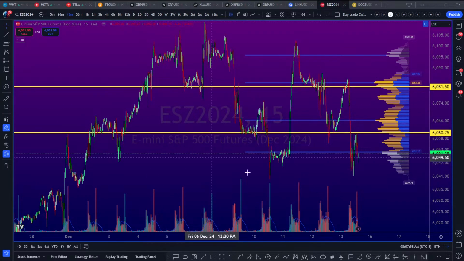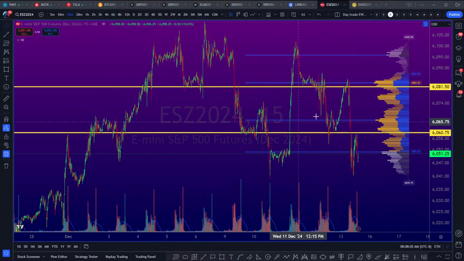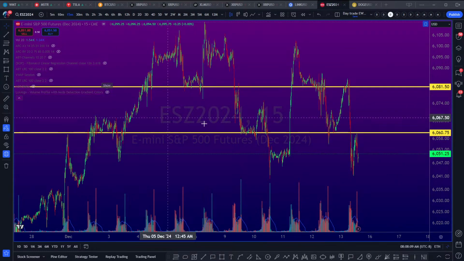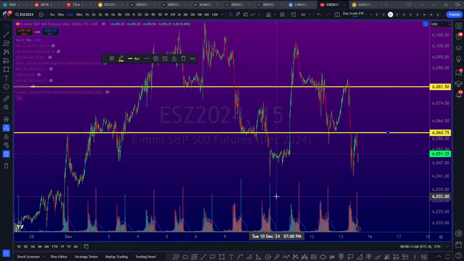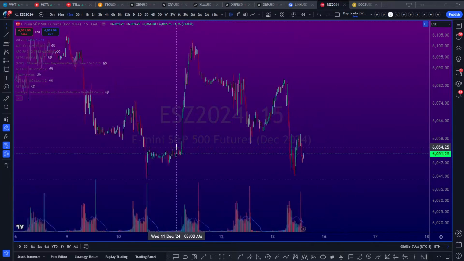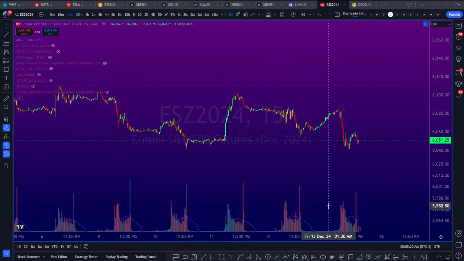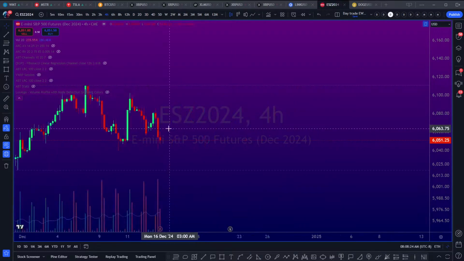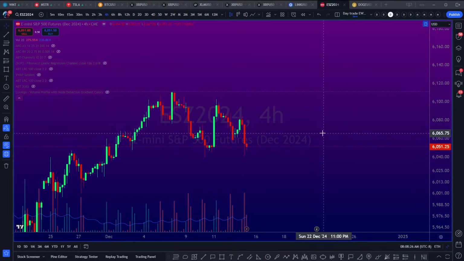This is my ES chart, guys. The drawings that you're seeing here, the indicator that is on, is only because I showed you. I just drew this here, and I just drew this here. But when I am trading, guys, this is what I'm trading. The chart looks just like this. It's a 4-hour chart only.